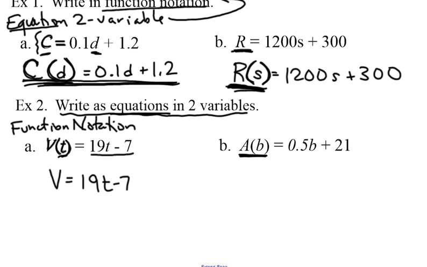A of b is equal to 0.5b plus 21. This is function notation. I just want to know what a is for 0.5b plus 21, almost the same thing. Equations and function notation.